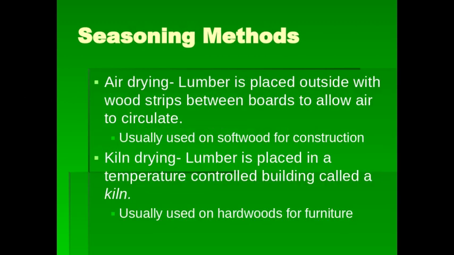Seasoning methods. After they cut the wood, it needs to dry out. There are two ways they let it dry out. The first way is air drying. Lumber is placed outside with wood strips between boards to allow air to circulate. You usually see this on softwood for construction.